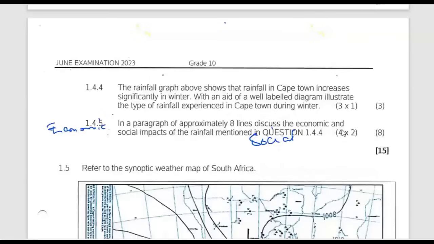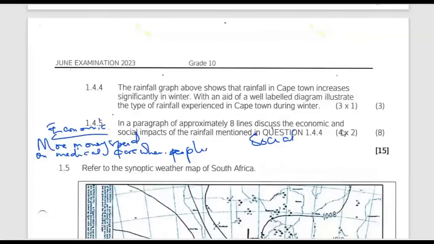Right, if we check on economic impacts, we can talk of more money spent on medical care when people are sick. There are high chances that people will get sick because of the excessively cold conditions. It's raining and it's winter, it's cold, and the rainfall is bringing in more cold conditions. So it means people are going to spend more money on medical care when they get sick because of that situation. And also loss of income for outdoor workers.